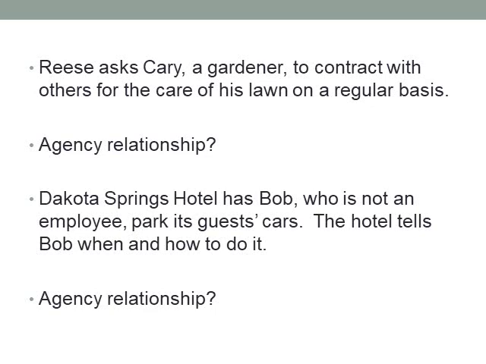Dakota Springs Hotel has Bob, who is not an employee, park its guests' cars. The hotel tells Bob when and how to do it. Is this an agency relationship? Even though the hotel doesn't tell Bob what to do? It is. Okay, how is it created? It was implied. How is it implied? The hotel, by their conduct, are they implying anything? The willingness to have Bob park its customers' cars. And in turn, Bob can infer that he has the authority to act as the hotel's parking valet. So the point being here is that the agreements can be implied or they can be expressed.